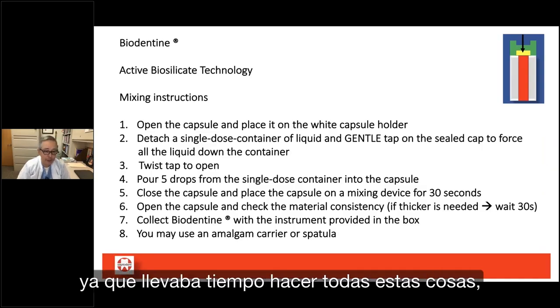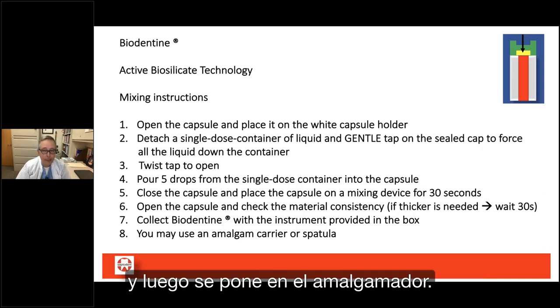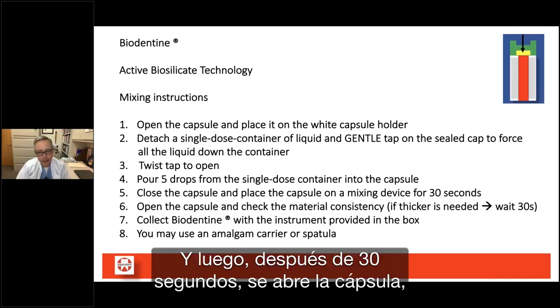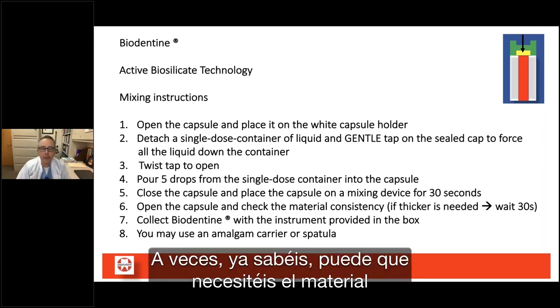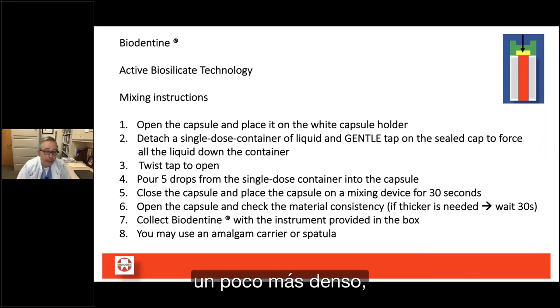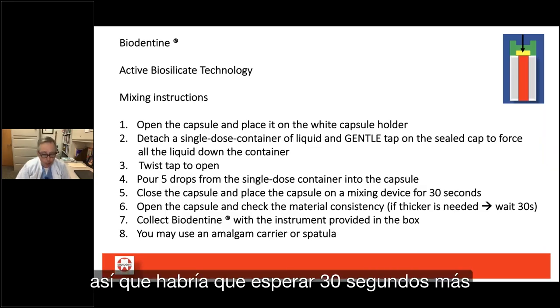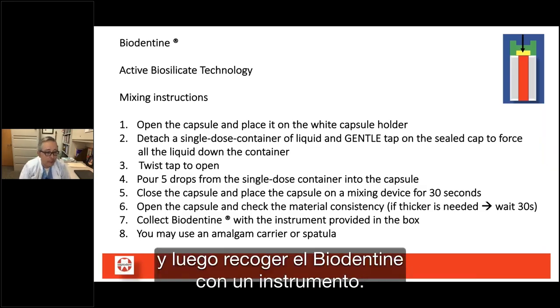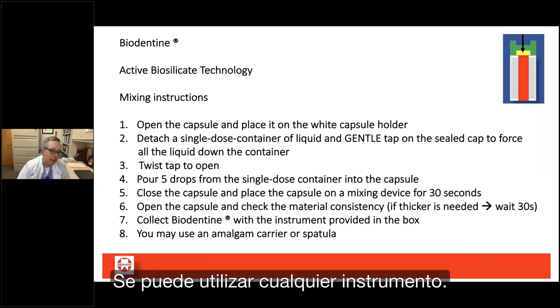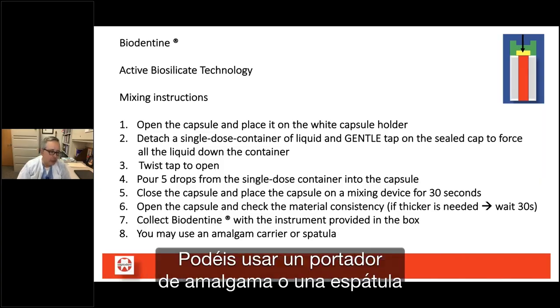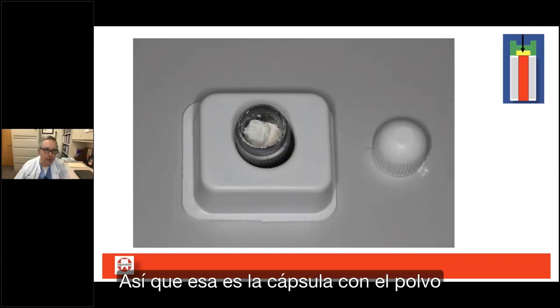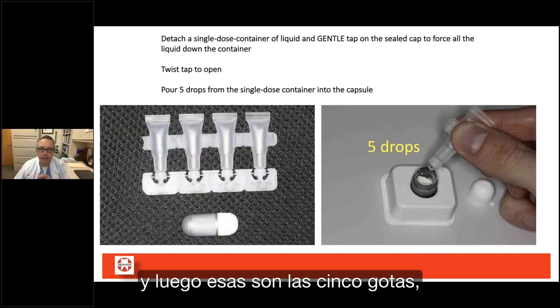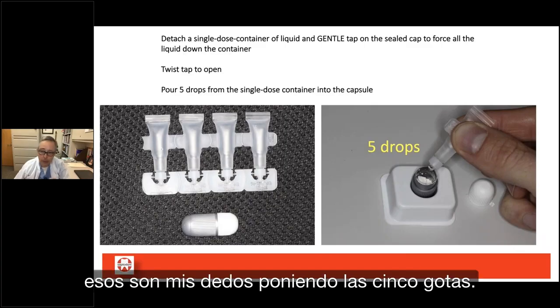So please count the time. It took time doing all these things. You put that in the amalgamator, and after 30 seconds you open the capsule and check the material consistency. Sometimes you may need the material a little bit thicker, so you wait 30 more seconds, and then you collect the Biodentine with an instrument. Any instrument can be used, an amalgam carrier or a spatula, and you put that in the tooth.